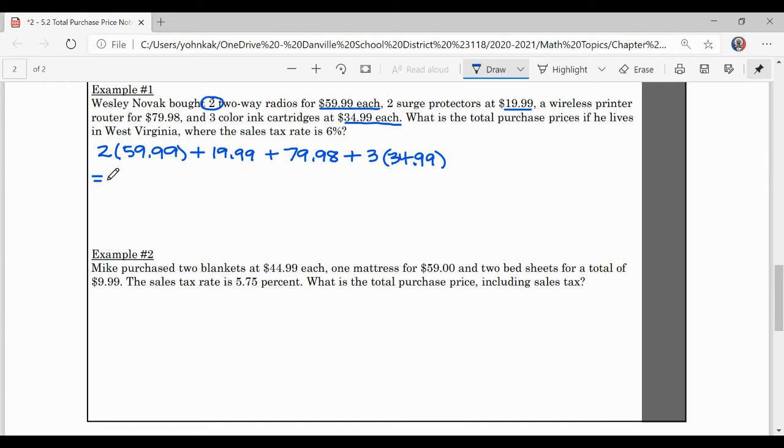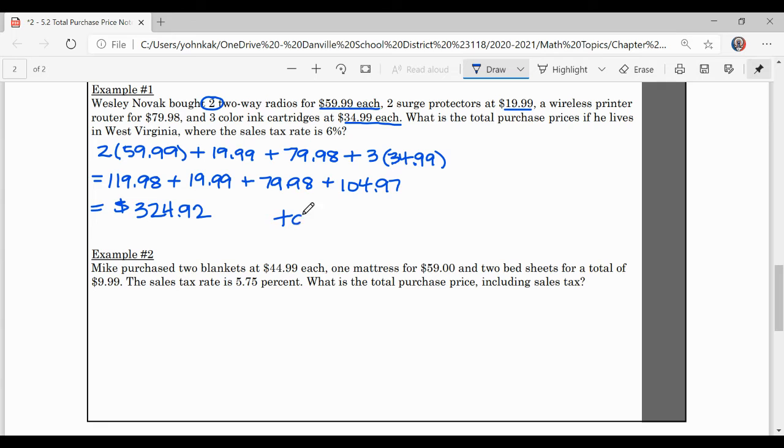All right, so now we have to do some simplifying. So 2 times $59.99 is $119.98. We've got that $19.99 there. We've got the $79.98. And then 3 times $34.99 is $104.97. So if I add all of this up, I'm going to get $324.92. Now, that would be the total of the items purchased. Now, I need to find the sales tax and then add it on.